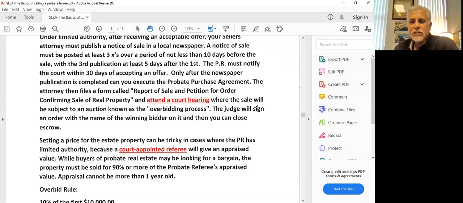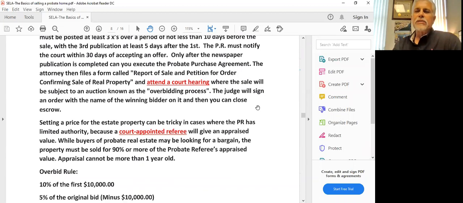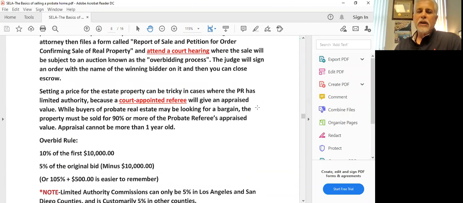Also, the agent who has the listing must publish in the private remarks the date and time of the overbid. So that's something I'll add in the next draft, but make sure that as a listing agent, you put in the court date, time, and the overbid.